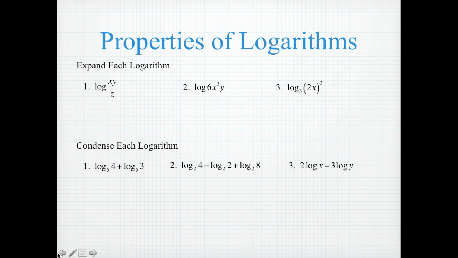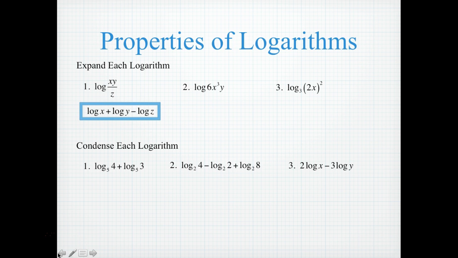In the next set of examples, we're going to expand and condense logarithms. For the next few, we're going to expand. So in the first one, we have log of xy over z. So in the numerator there, we have x times y, so we have the product property, and since it's dividing by z, we have the quotient property. So we'll separate the numerator through addition and the denominator through subtraction, which gives us log of x plus log of y minus log of z.